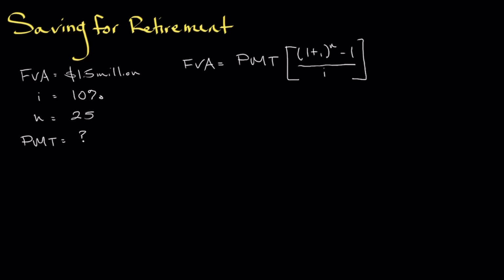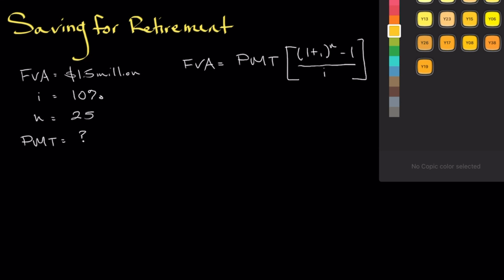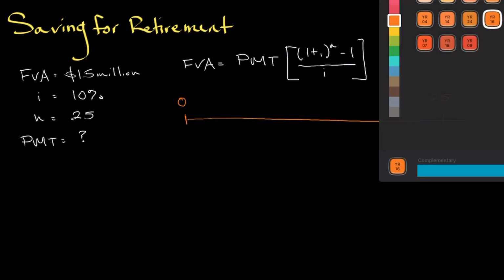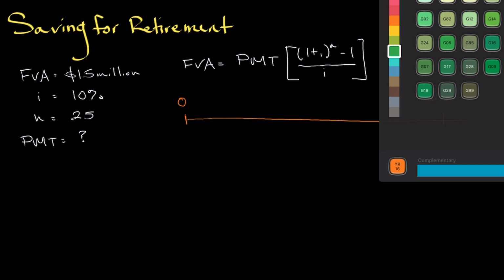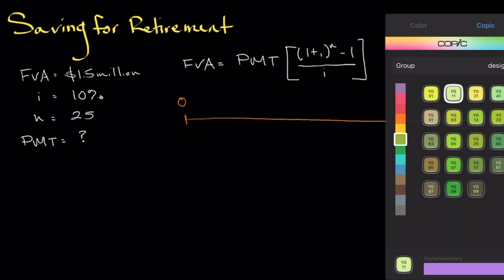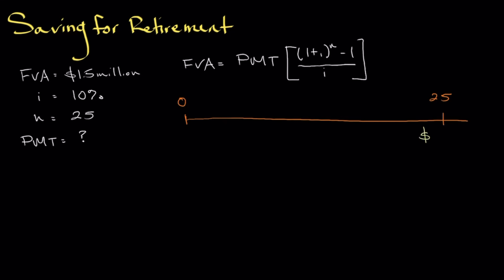So if we were to express this on a number line, let me switch colors here. Let's say this line represents just time, and over here this is 0, so this represents the present, and here this represents 25 years from now. So what we're trying to accomplish here is to determine how much money we'd have to save in order to get to 1.5 million.